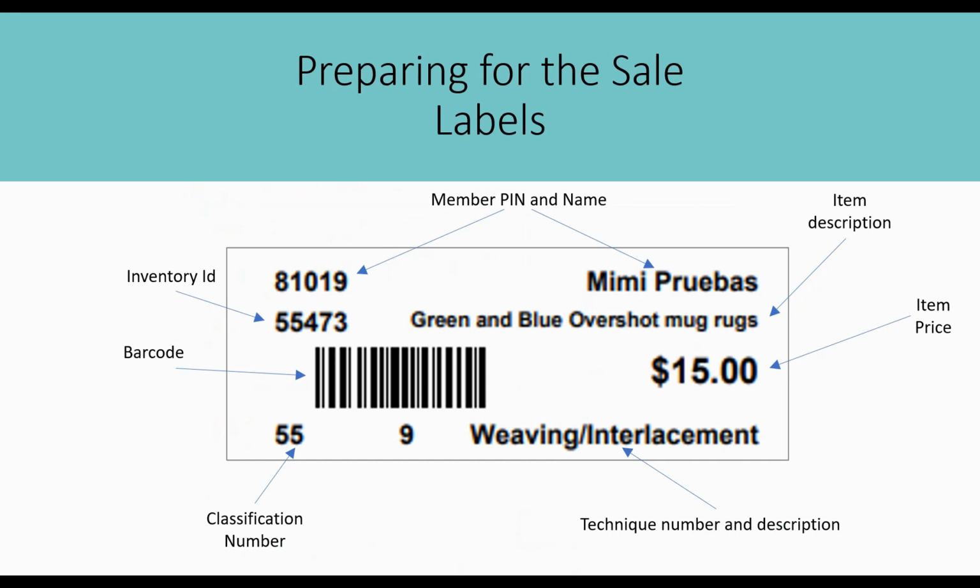This is what your label will look like when you print it out. At the top, you will see your member PIN and name. Below that, you will see the inventory ID, the item description, the item price, the barcode, the technique number and description, and your classification number.